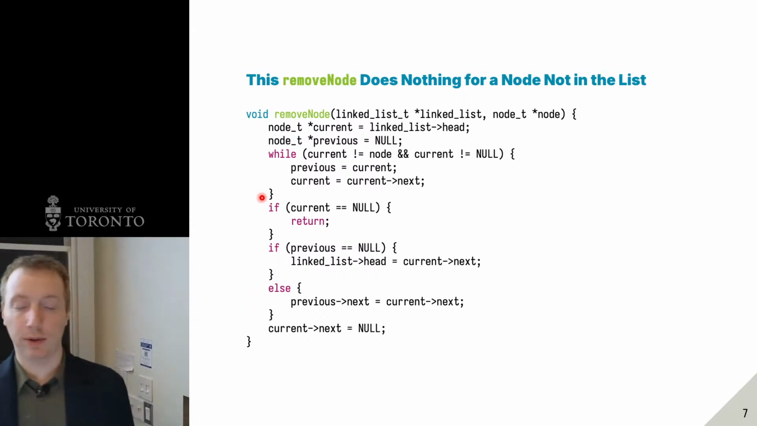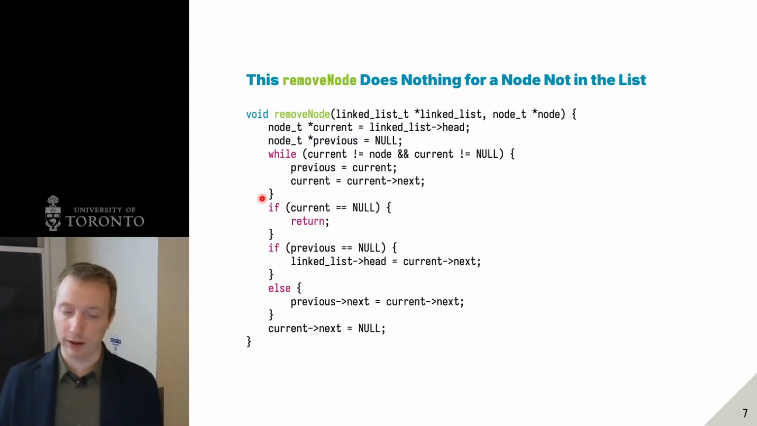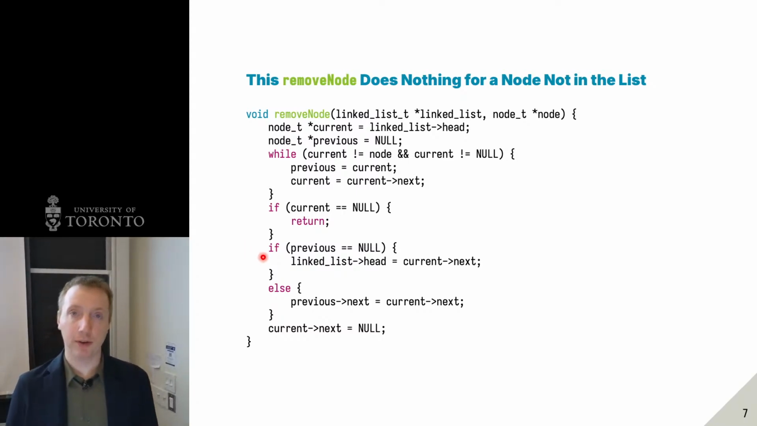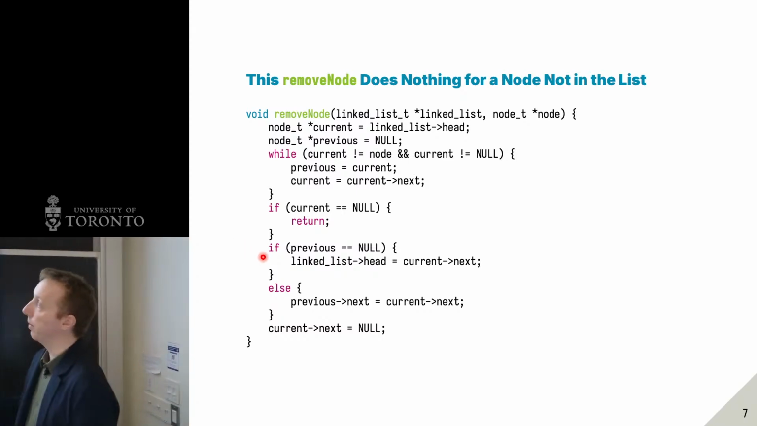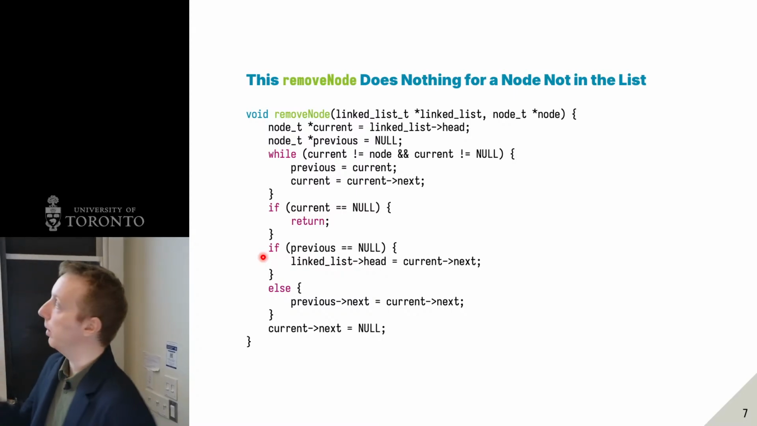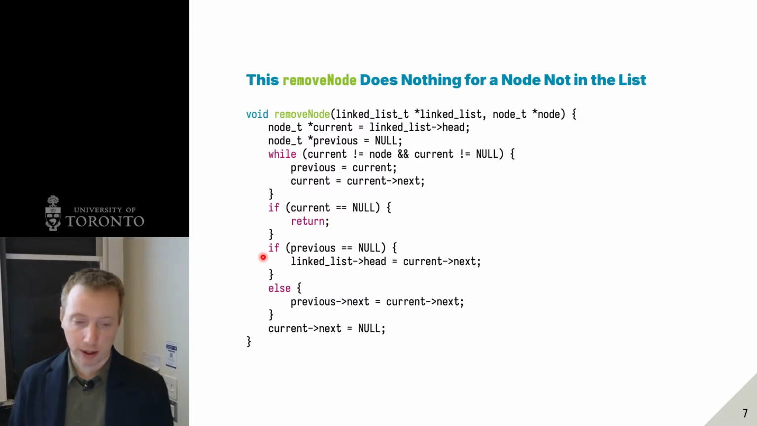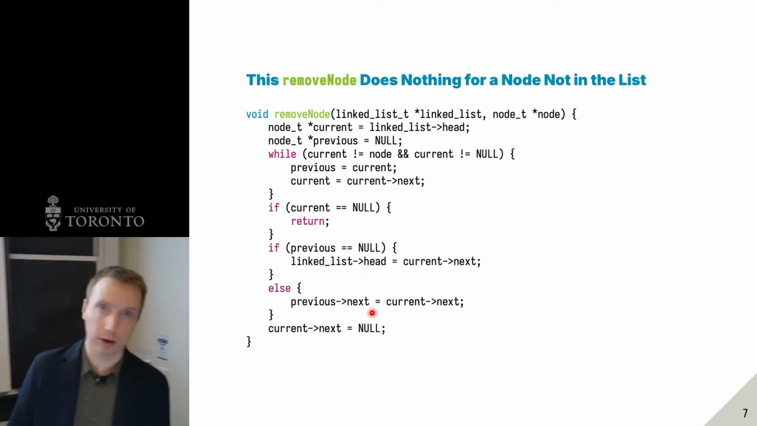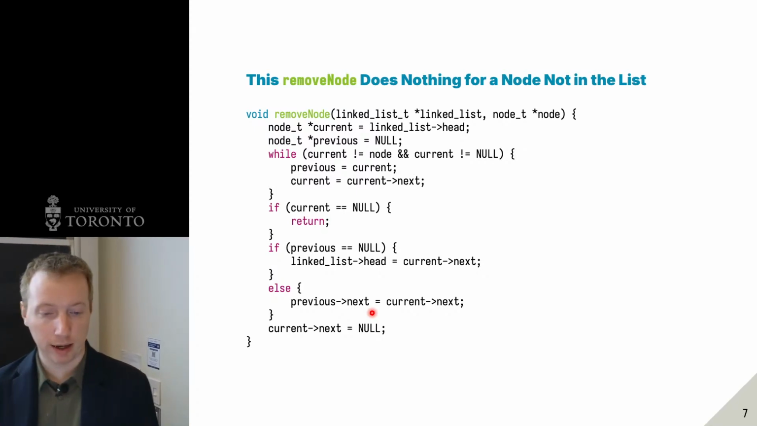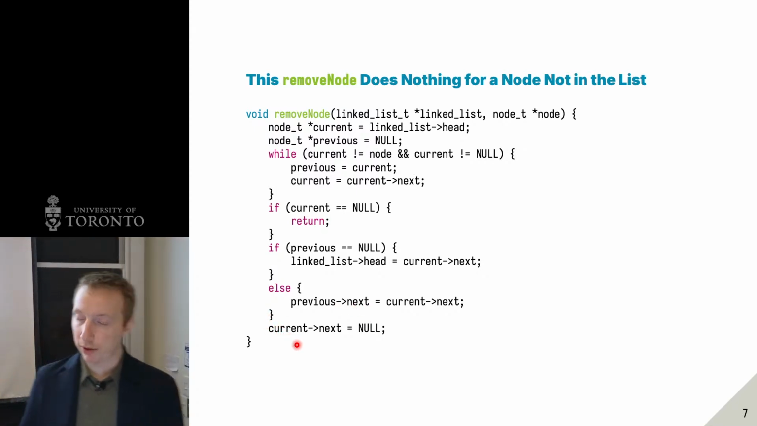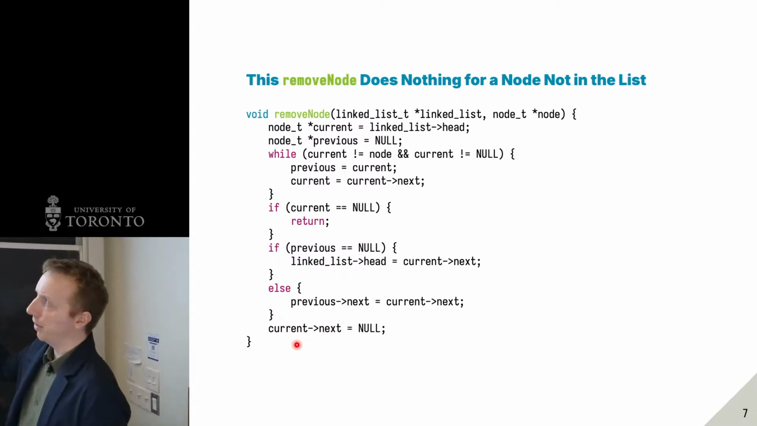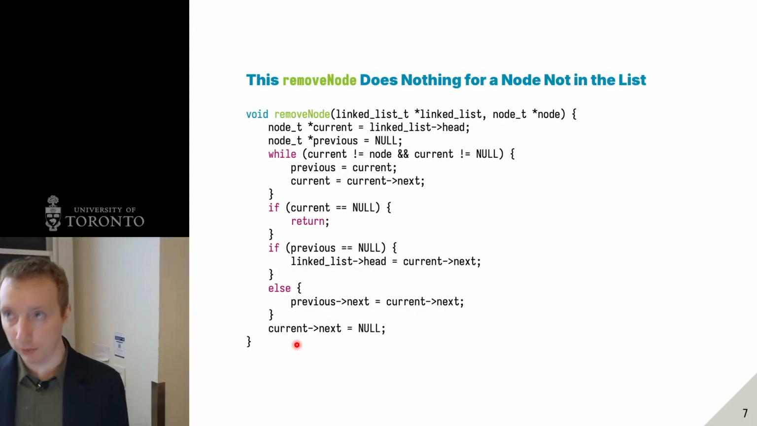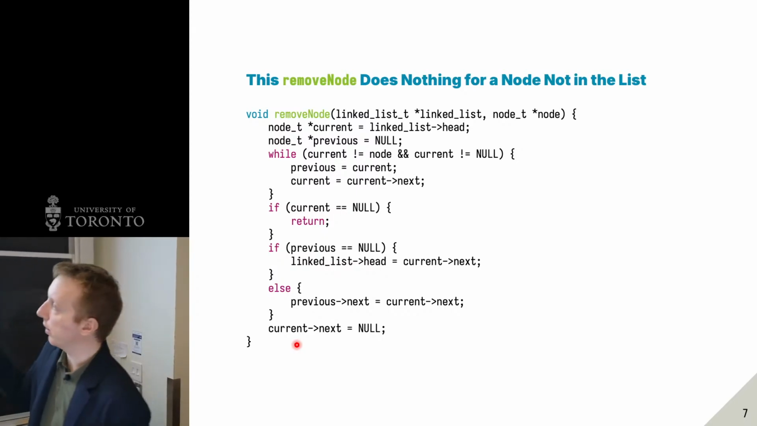So if current equals null, that means we have not found this node in the list. We don't have to do anything. We can return. And if previous equals null, that means there was nothing before the found node, so we have to update the linked list head. Otherwise, we update previous's next to be equal to the current node's next. And last, just to reset the node, it separates out my cases so that I always reset the current node, which is the one I removed and found, next equals null.